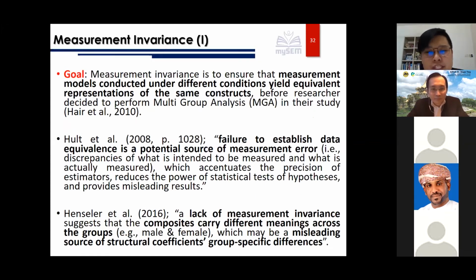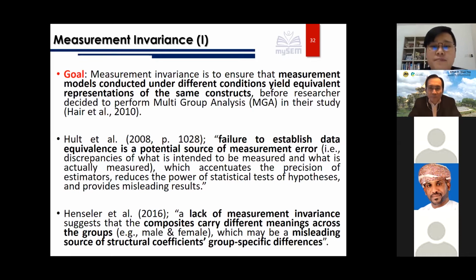So what is actually measurement invariance? In session 4, measurement invariance is a process that it's very important for you to perform first before you actually look into multi-group analysis. Multi-group analysis is like you do a moderator that moderates all the relationships using categorical or dichotomous variables such as gender, age, and so on. So before you do so, you need to check on measurement invariance.